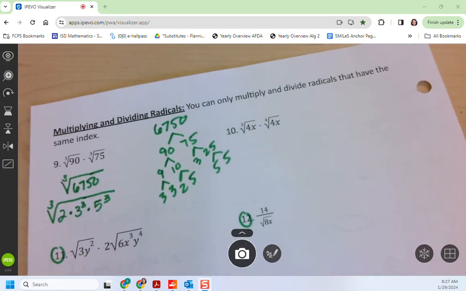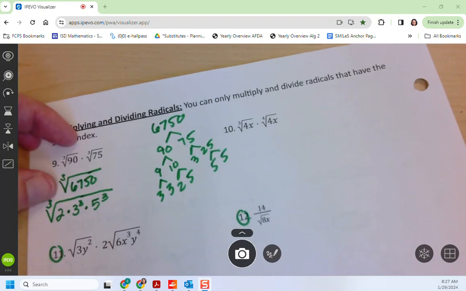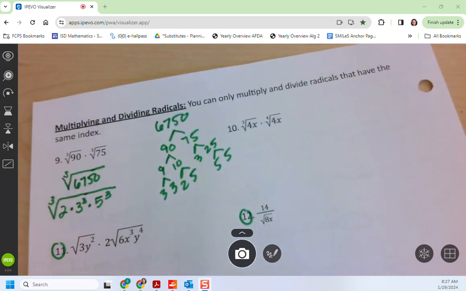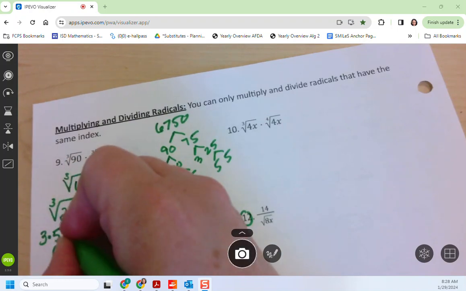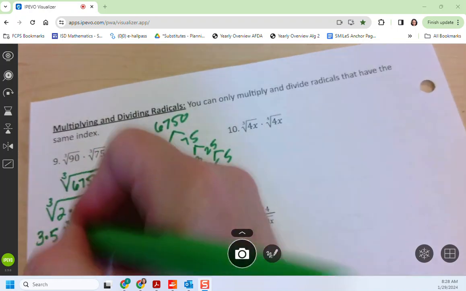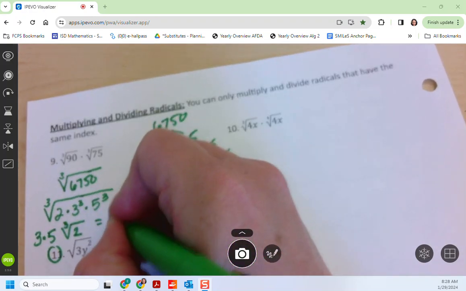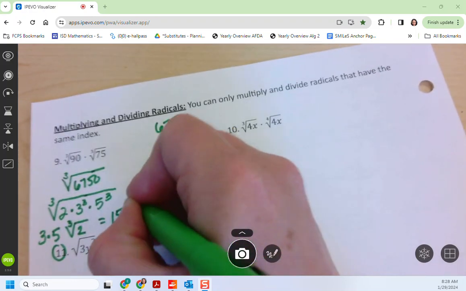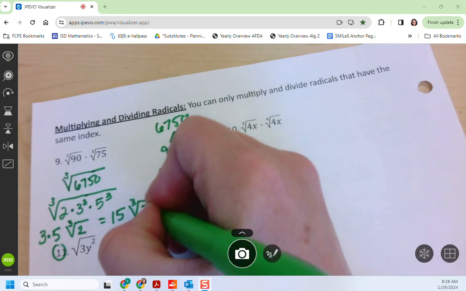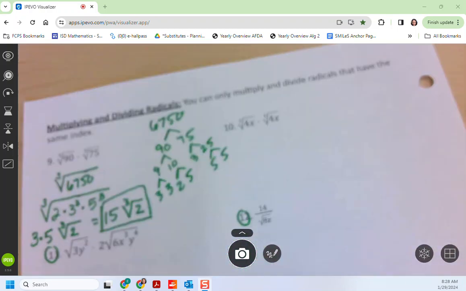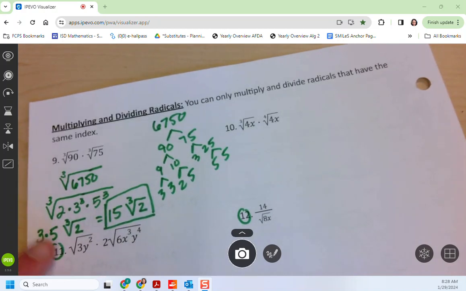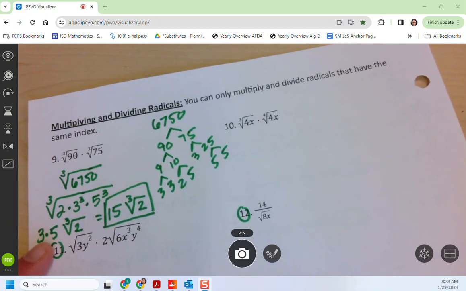Okay. So anything that's to the third power can cancel with the third root and come out. So on the outside, I have 3 times 5. On the inside, I have cube root 2. And of course, I can multiply 3 times 5. So my final answer is 15 cube root 2. So why do you do 3 times 5? Because they are both on the outside, and so you can combine them.